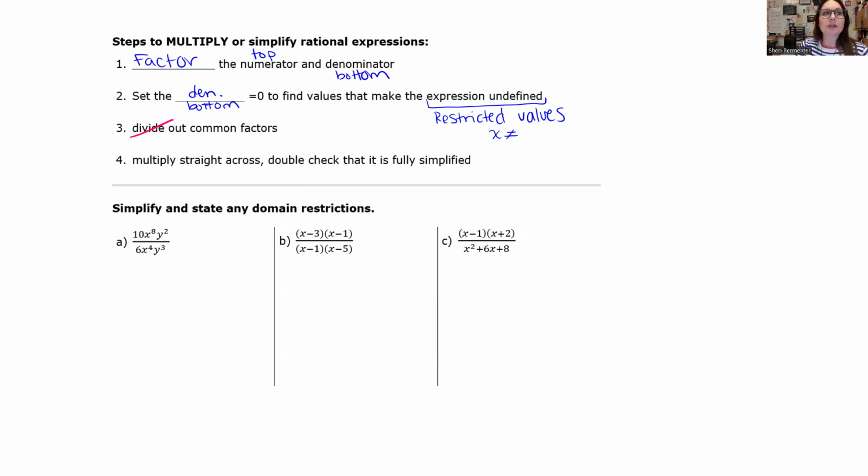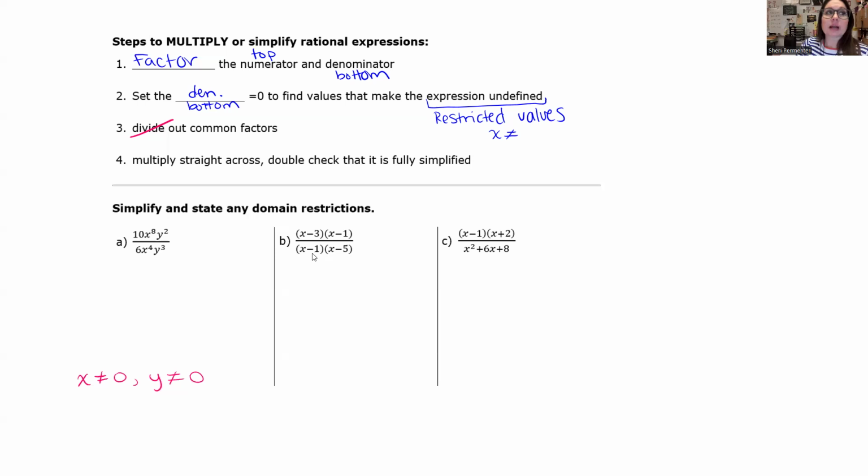So with the first one, we look at the denominator. And you have an X and you have a Y, okay? X cannot be 0 because it would make the whole denominator 0. Y cannot be 0 because it would make the whole denominator 0. And we can't divide by 0. And so I'm going to jot that down, that X cannot be equal to 0 and Y cannot be equal to 0.